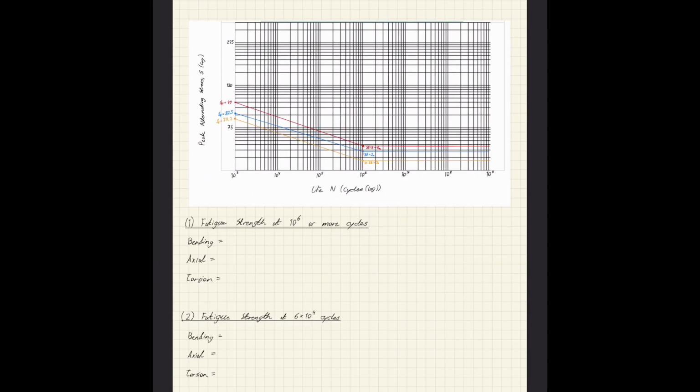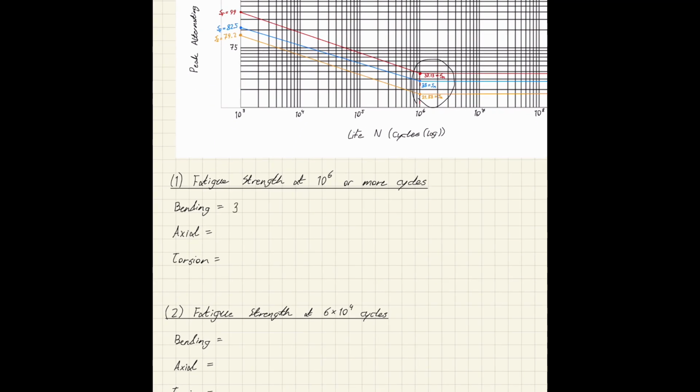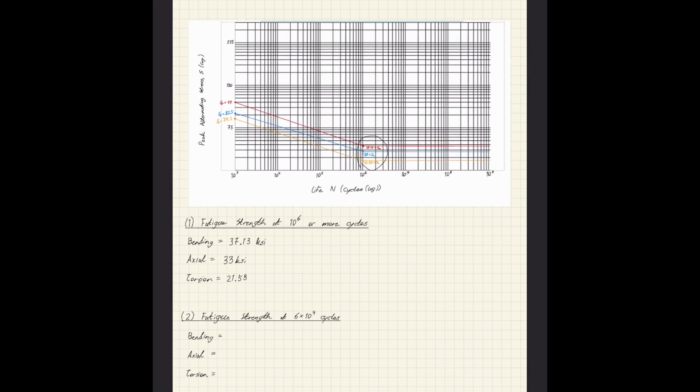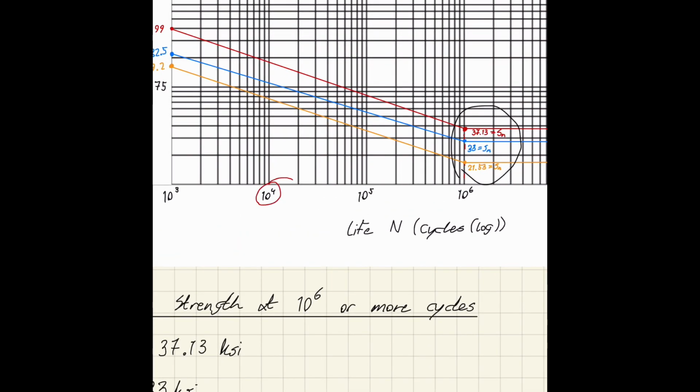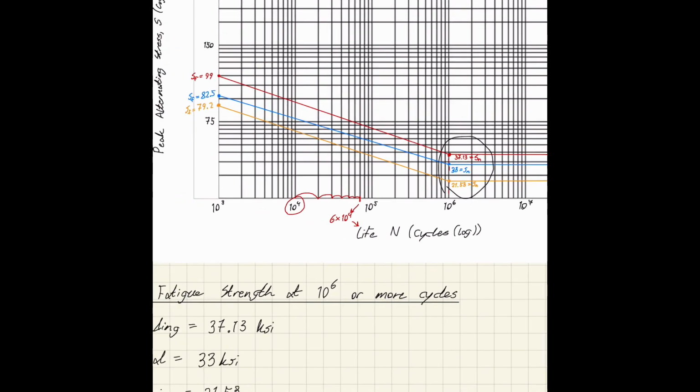on the SN curve. So now we must solve for one, fatigue strength at 10 to the 6 or more cycles. For that, we just plot in these numbers that we've calculated before, because if you look at the life cycles, they're plotted at 10 to the 6. So there's our numbers. And two, fatigue strength at 6 times 10 to the 4 cycles. So how do we do this? Start at 10 to the 4 on the life cycles, jump 1, 2, 3, 4, 5, 6, and we'll go up from that point, which is 6 times 10 to the 4 life cycles.